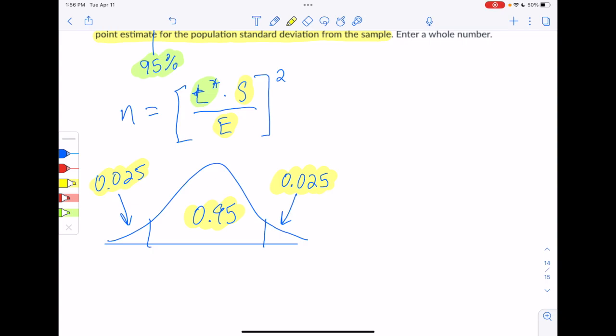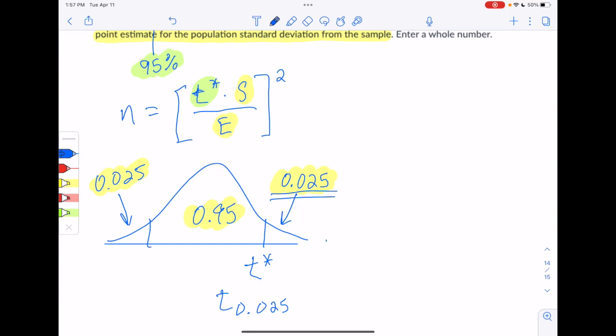If they don't, then you may have forgotten to cut the leftover area in half before you labeled the two tails, or you might have your decimals in the wrong spot. Any of those mistakes would mess up your value of T star, so make sure that you're double checking those. Our T star is going to be the one that has an area of 0.025 to its right. So we're going to be looking for T of 0.025 on our T table.